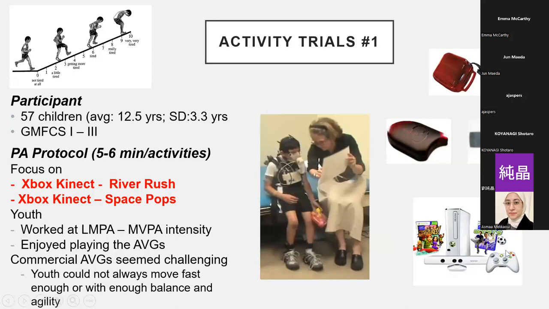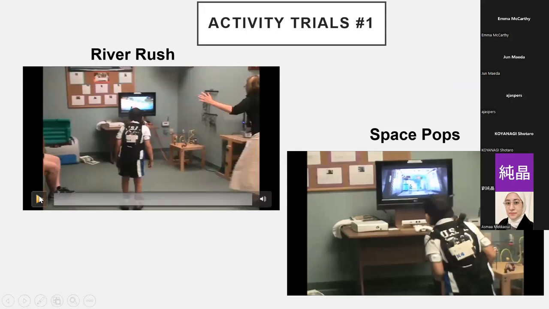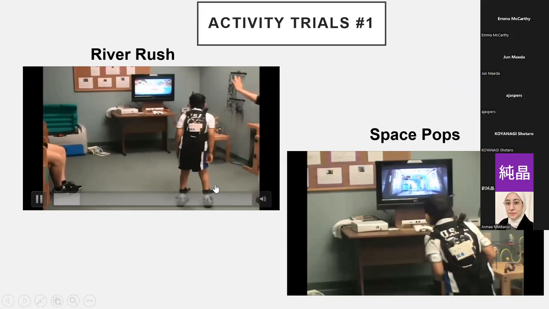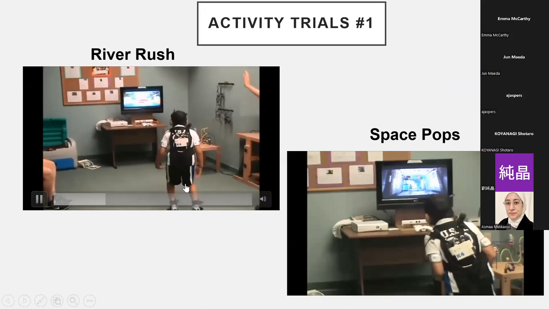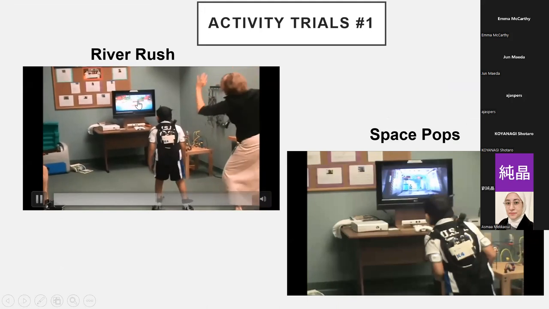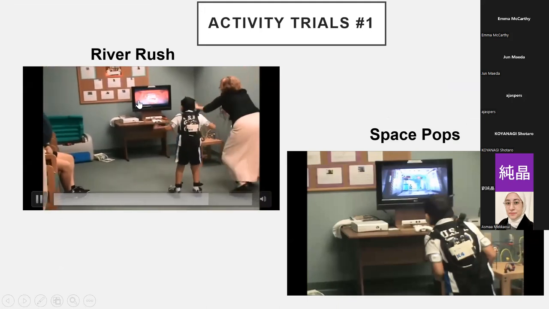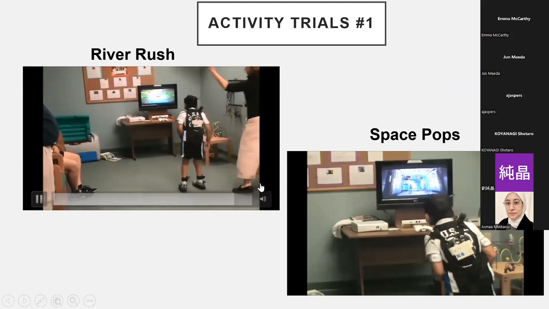So anyway, we looked at what these kids' activity levels were. Here's this little boy, same boy, playing the River Rush game. We chose this game because it's a lower extremity game, and there's some jumping, and you're on a raft, and you're trying to balance and jump and get the prizes to get points.